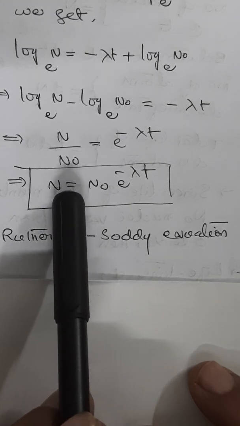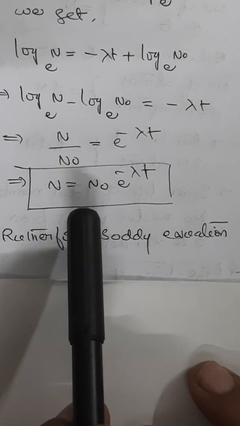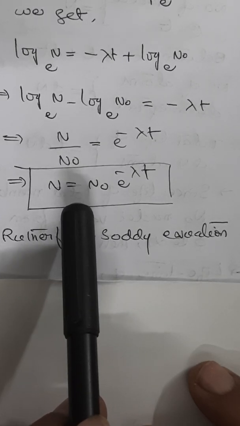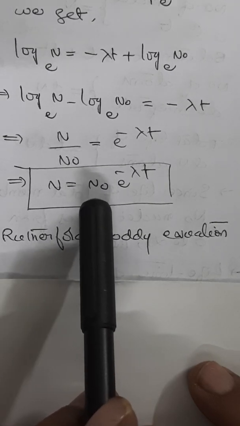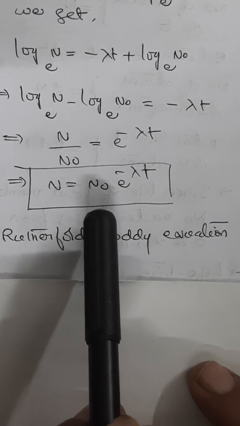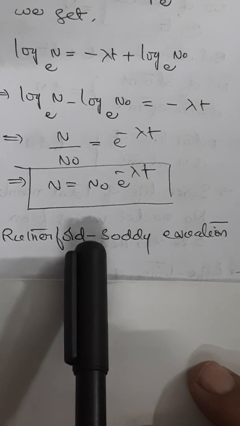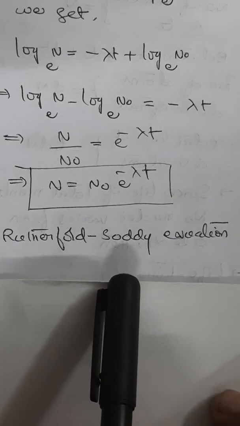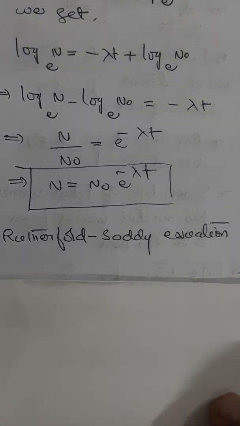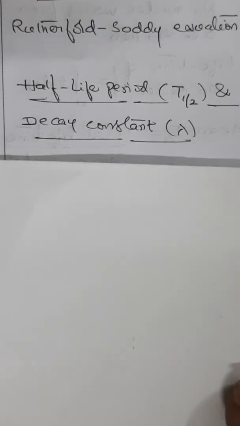So this is how we get the Rutherford-Soddy equation. To quickly recap, it indicates that the number of nuclei present in the sample decreases exponentially with time. That's what we have seen in the curve. So the amount of daughter nuclei increases in the sample as the parent nuclei decreases. Let us understand now the concept of half-life period and also the decay constant lambda. How do we get values for them?